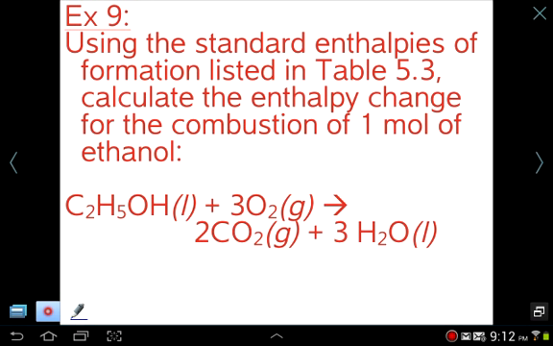Using the standard enthalpies of formation listed in Table 5.3 above, calculate the enthalpy change for the combustion of 1 mole of ethanol. So what we're given here now is a combustion reaction of ethanol. And we can actually determine its delta H from the heats of formation of all these substances. And we'll actually do that on the next page here. So let's go ahead and try this.